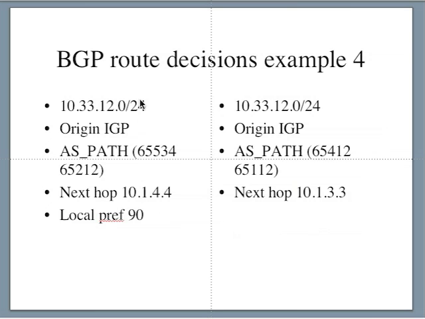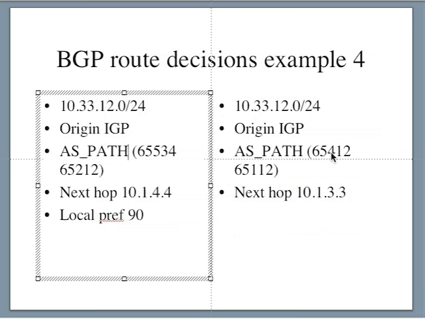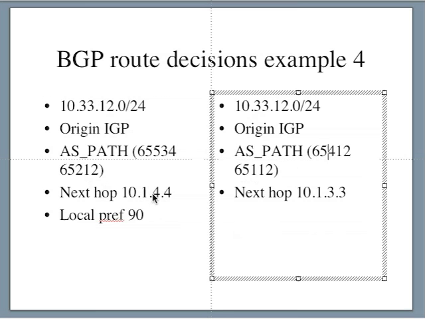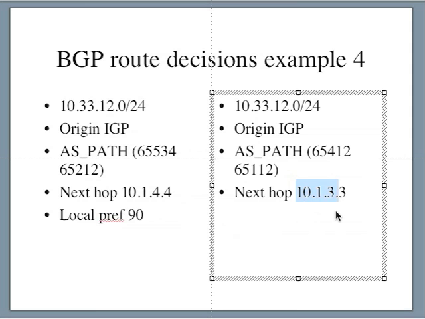Example number 4. Again, 2 /24s, same origin. AS path is 2 hops in each case. Next hop IP address, and then local preference. Well, in our decision making, we start out with weight, and then comes local preference. So the one on the right is going to win because the default local preference is in effect 100. So 100 is bigger than 90. So our next hop is going to be 10.1.3.3.